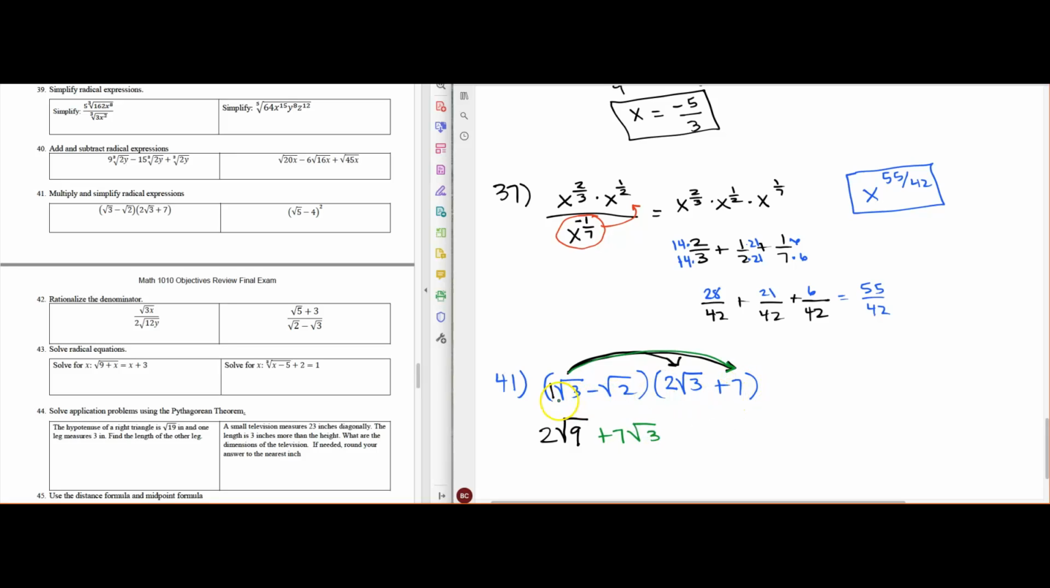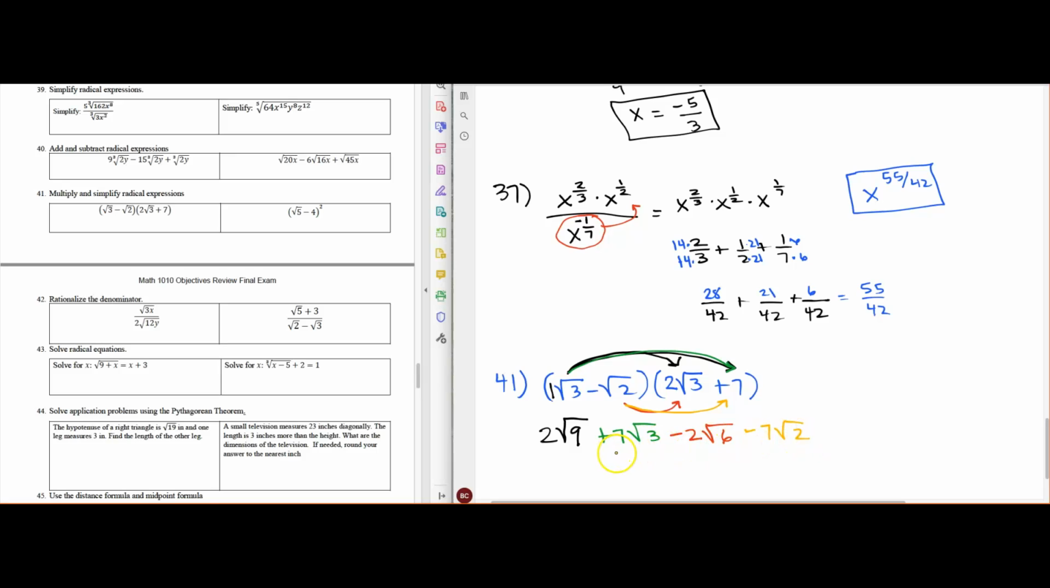I can't get square root of 21 because 7 is not inside the square root. Now let's do the inside terms. I've got a negative 1 times 2, so it's going to be a negative 2. Then square root of 2 times square root of 3 is square root of 6. And negative square root of 2 times 7 is going to be minus 7 square root of 2.